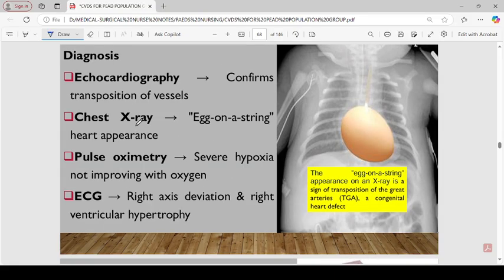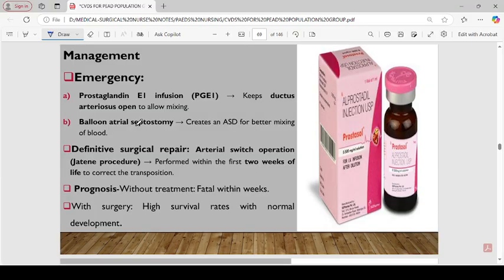In terms of diagnosis, we can do an echocardiography to confirm transposition of great vessels, X-ray that will show an egg on a string heart appearance, and then pulse oximetry will show severe hypoxia not improving with oxygen. The ECG will show right axis deviation and right ventricular hypertrophy. So to manage this condition, we need at least to keep the ductus arteriosus open to allow mixing of blood. We also do the balloon atrial septostomy. This one will create an atrial septal defect for better mixing of blood.